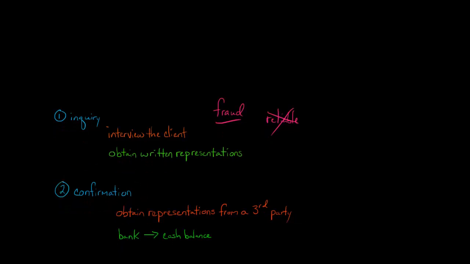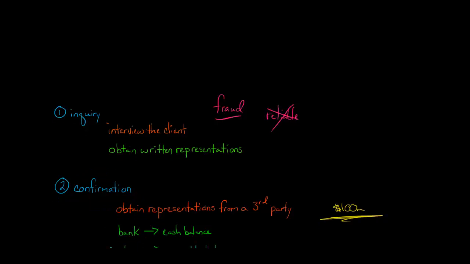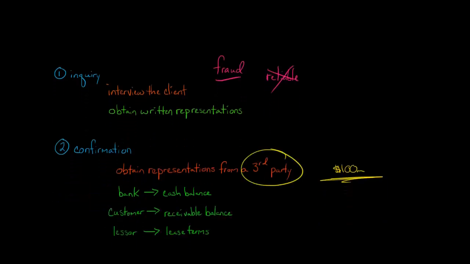A more reliable way of getting information is to confirm with a third party some of the representations that the client is making to you. For example, if the client says, look, we have $100 million cash in our bank account, you can do a confirmation with the bank where you're mailing a letter to the bank and saying, look, does the client in fact have $100 million in the bank? So it's a third party, so they're going to be more honest than the client. The client obviously has an incentive to, in some cases, be dishonest with you.